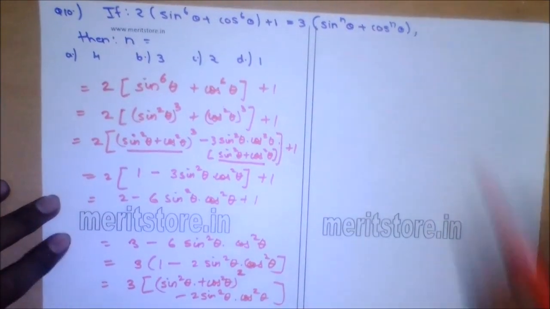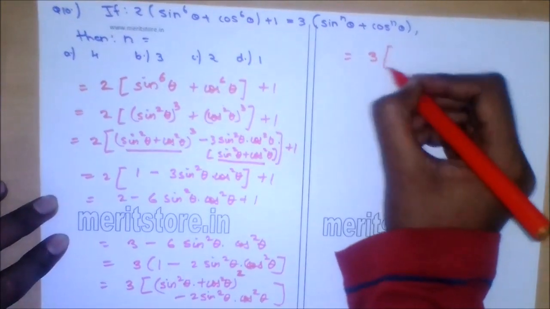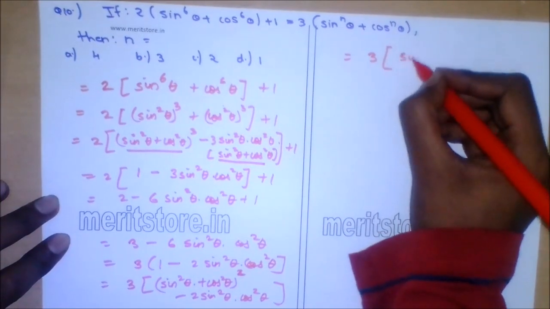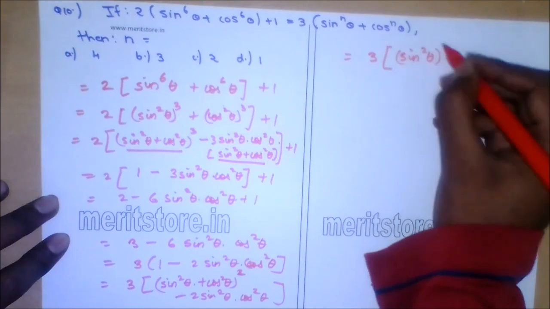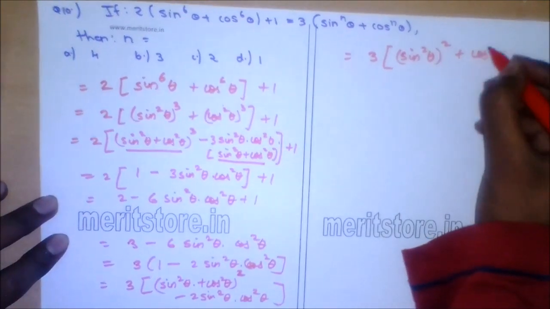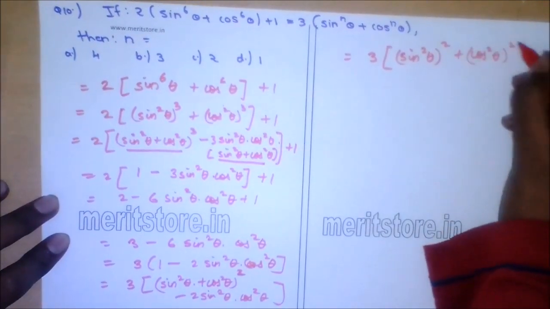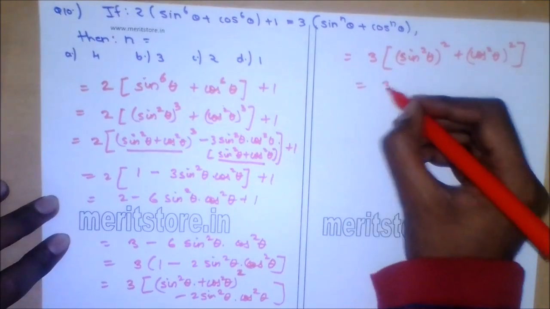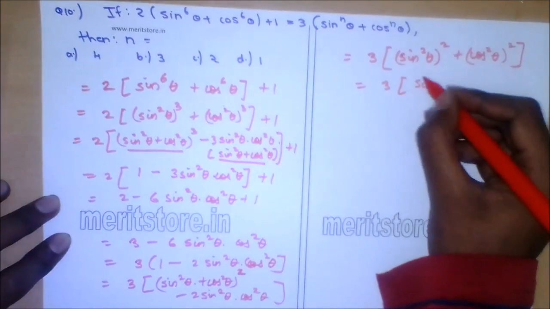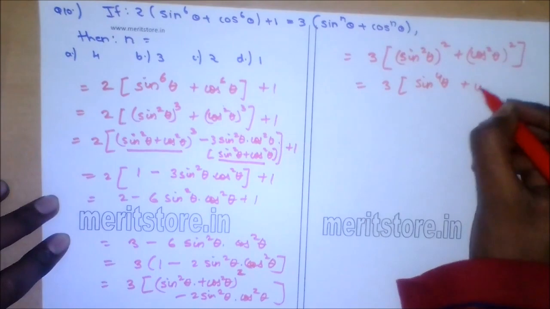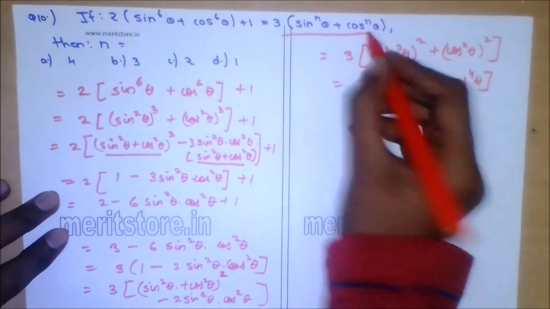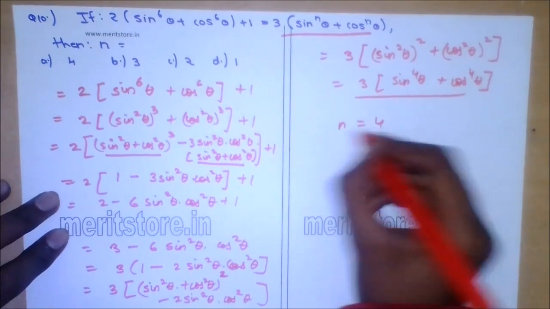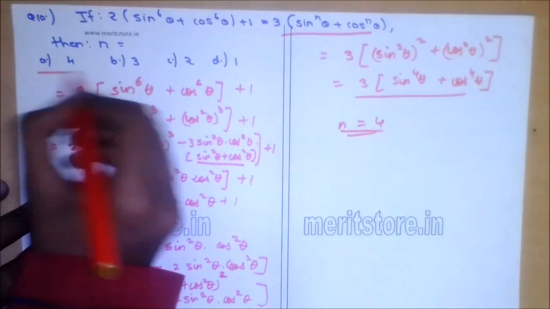So we can write this as 3 into sine square theta square plus cos square theta square. This is nothing but 3 into sine raised to 4 theta plus cos raised to 4 theta. So comparing this with RHS, we get n equals 4 and the answer is A.